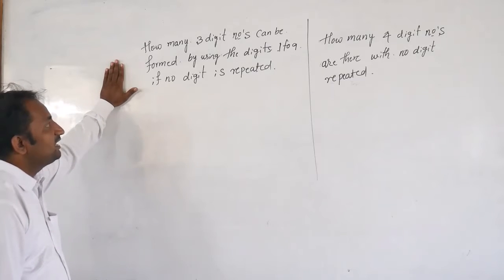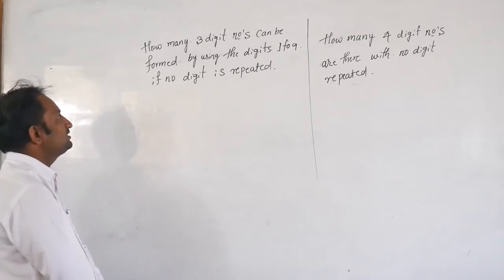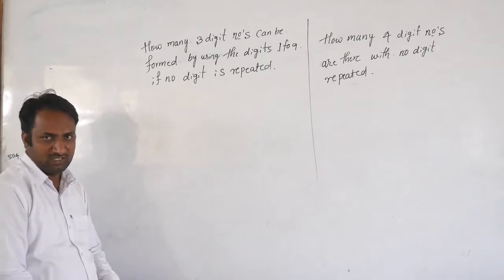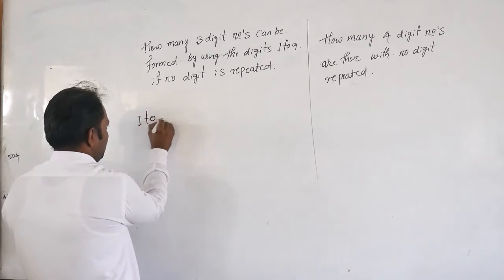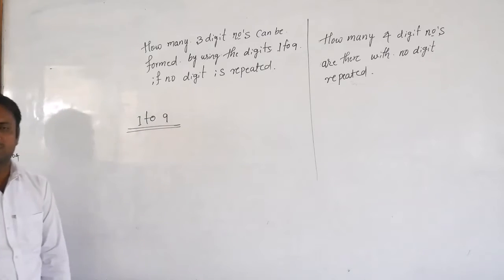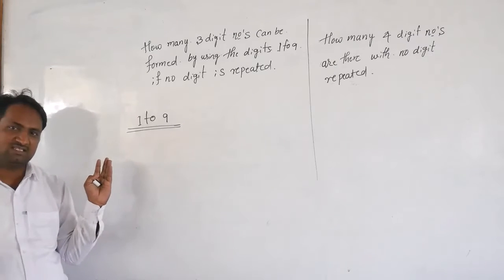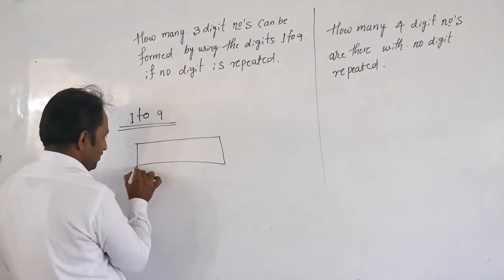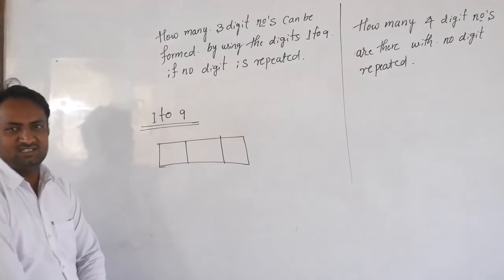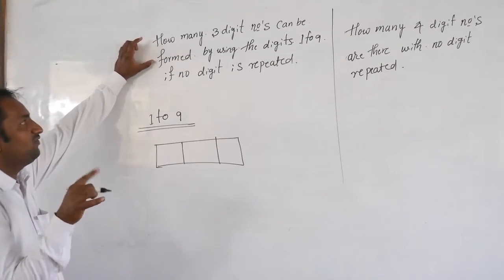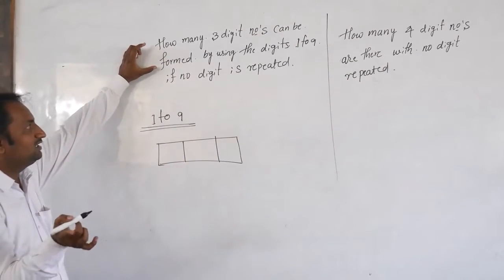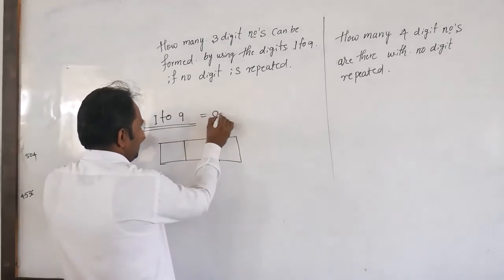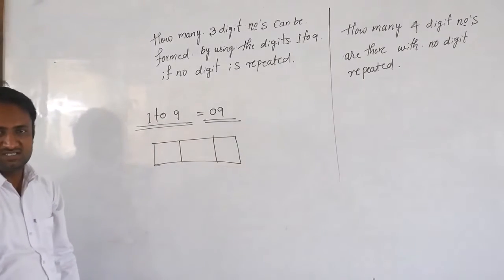How many 3-digit numbers can be formed by using the digits 1 to 9 if no digit is repeated? Here 1 to 9, consider the numbers where 1 is included as well as 9. There are 9 numbers available, and no digit is repeated.